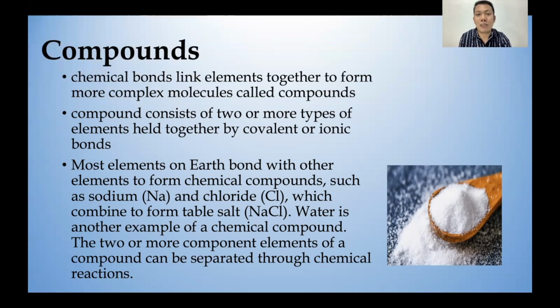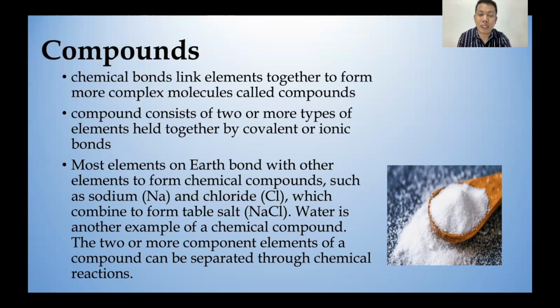This is what I was saying a while ago, that these compounds are formed in a certain proportion of atoms. You cannot just combine 3 atoms of hydrogen with 2 atoms of oxygen. Basically, nothing will happen. So there is what we call a certain proportion, so that a certain compound will be formed. The two or more component elements of a compound can be separated through chemical reaction. Compounds are made via chemical reactions, and therefore you can only separate them via chemical reactions also. So that's why it is known as a pure substance.